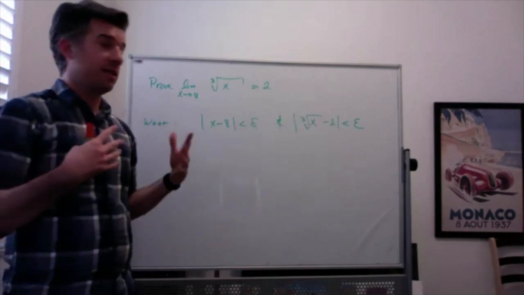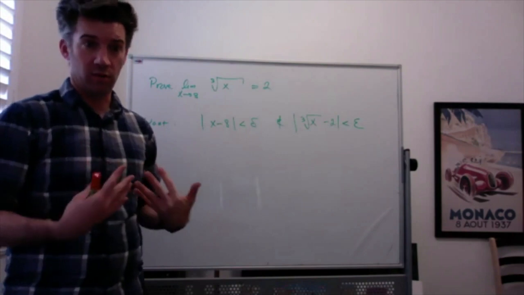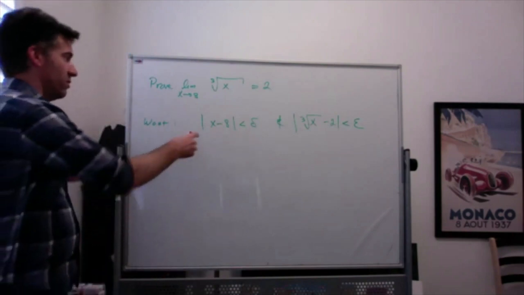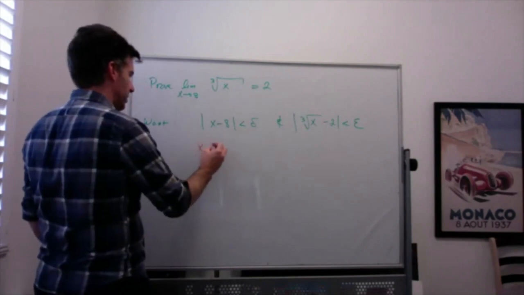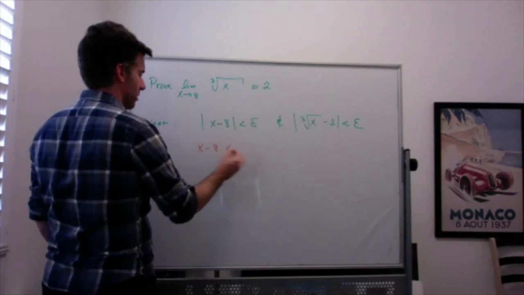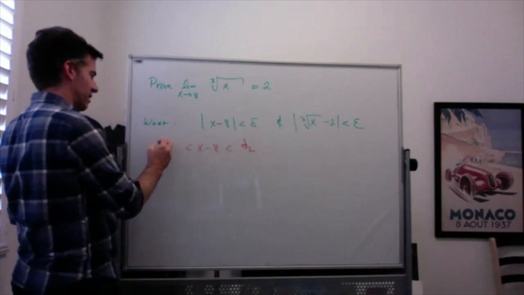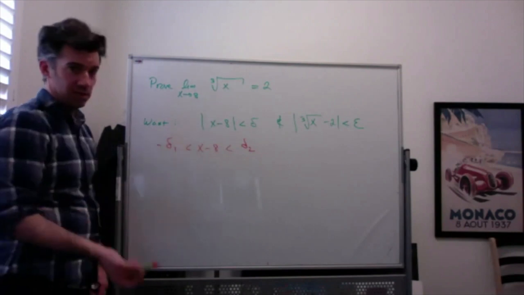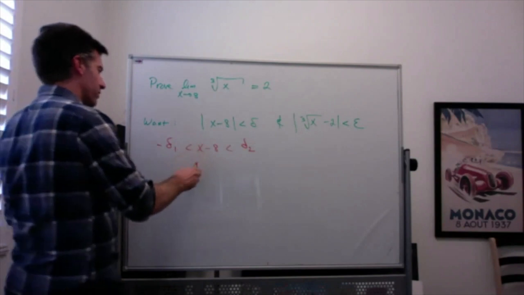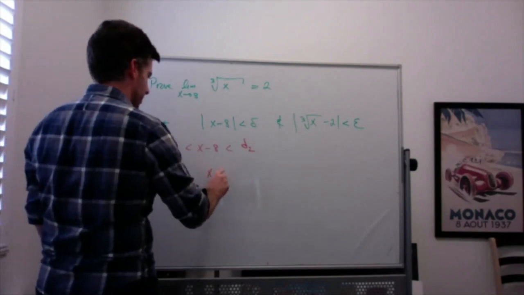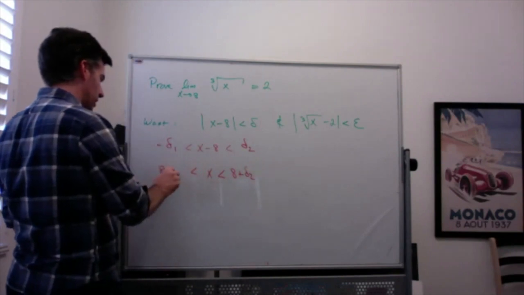Basically, the idea is that for each of these, we have to isolate x in the middle of a compound inequality. So this one is easy, relatively speaking. You got x minus 8 is less than, I used to say this is delta 2, and this is negative delta 1 is what we're really saying there. And then you got x is less than 8 plus delta 2, bigger than 8 minus delta 1.